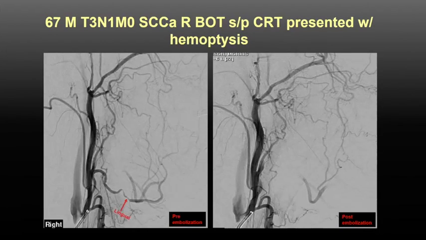As you can see here, the mid to proximal portion of the right lingual artery was irregular, which was thought to be the source of their hemorrhage. The right facial artery was occluded at the time of this TSA. The mid to distal portion of the right facial artery was reconstituted by collaterals. On the post-embolization image here, you can see that the right lingual artery is missing, which was embolized by gel particulates.